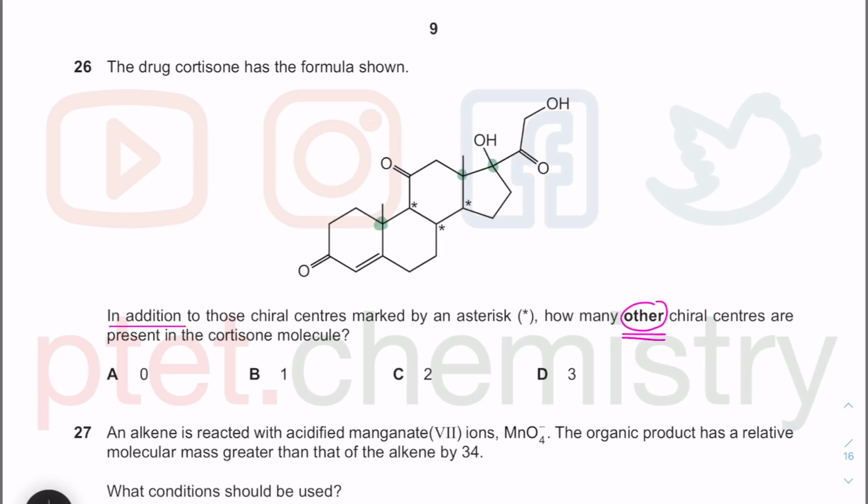This one is already marked, this one is CH2, this one is a double bond. So altogether, let me just double check. No, already, nope. I just marked this one, 1, 2, 3. So there are 3 additional green marks here. These are the additional chiral centers in addition to those already marked with an asterisk.